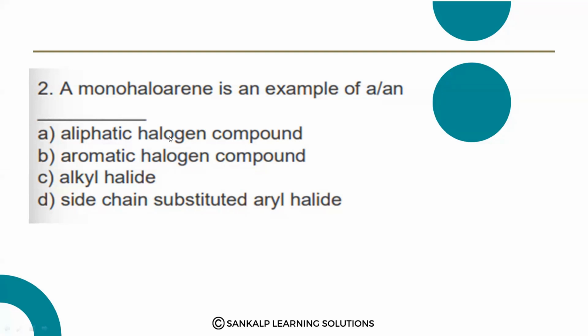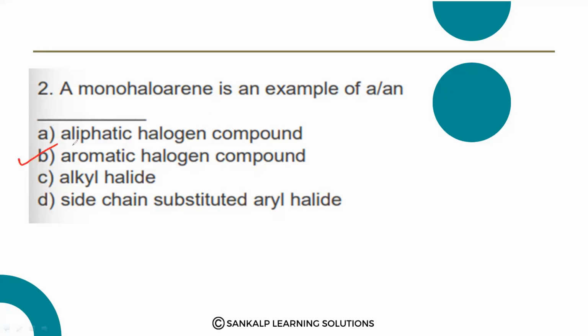So what is a monohaloarene? What do you mean by mono? Mono means one, halo is halogen compound, and arene is an aromatic ring. So it is an example of an aromatic halogen compound. So again, B is the correct answer.